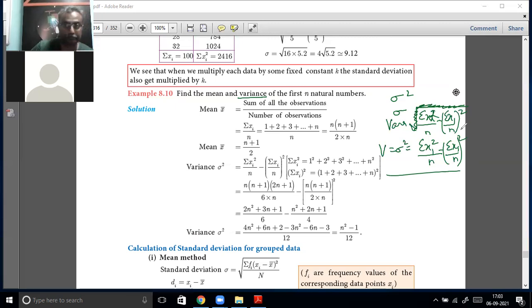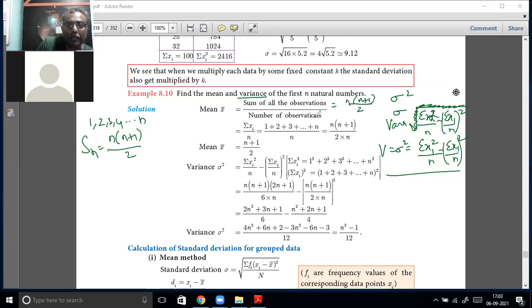All right. Now, find the mean and variance of the first n natural numbers. First, you will have to find the arithmetic mean, very simple. What is the sum of all the first n natural numbers? This you learned very early, in 7th or 8th standard. The sum of the first n natural numbers is n into n plus 1 by 2. You remember, this you learned in a previous class. So the sum of all the observations is equal to n into n plus 1 by 2.